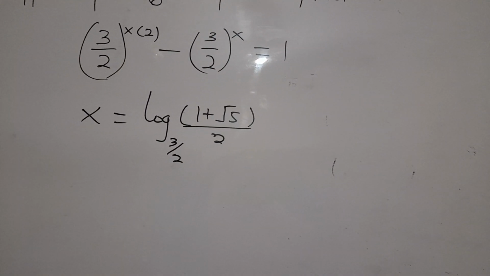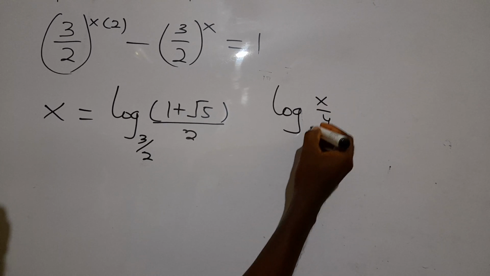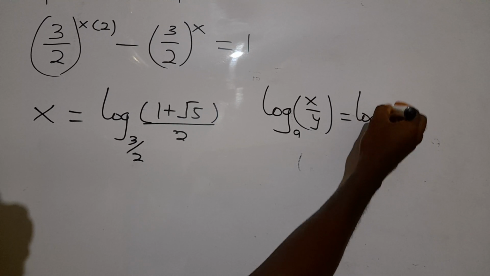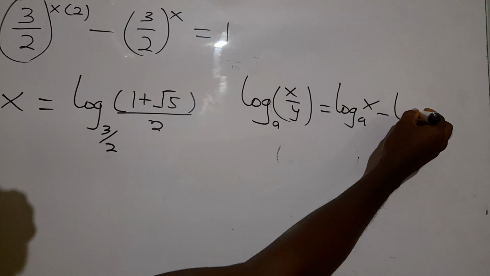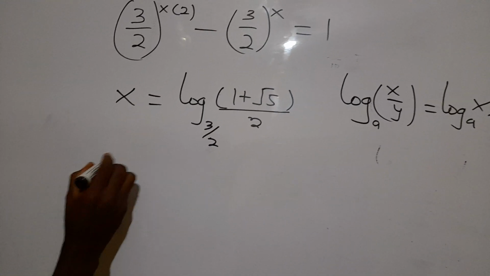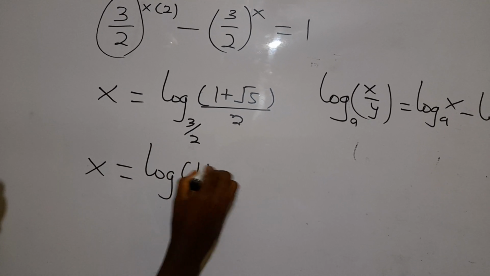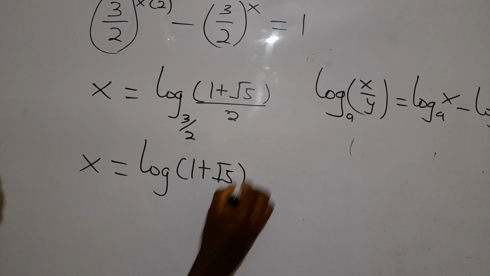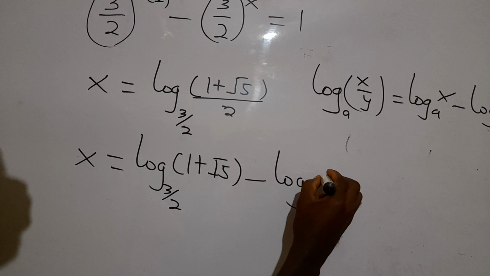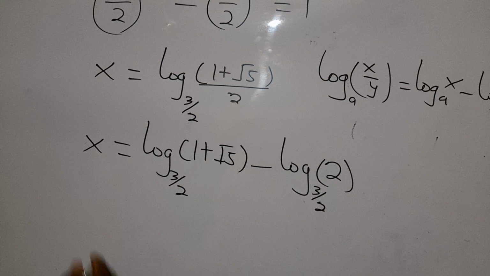Also remember that if we have log x over y base a, it is the same as log x base a minus log y base a. Then we can say our x here is equal to log 1 plus root 5 base 3 over 2 minus log 2 base 3 over 2. I hope you get that.